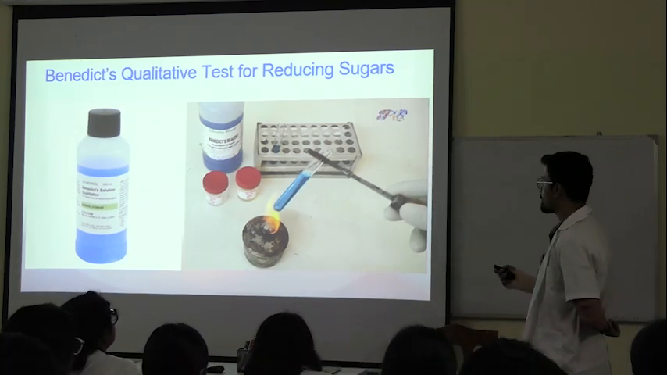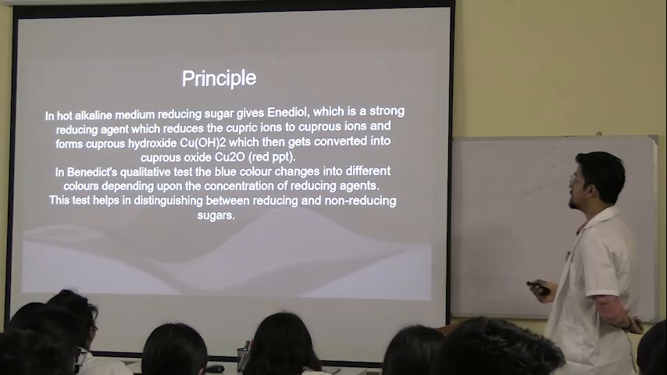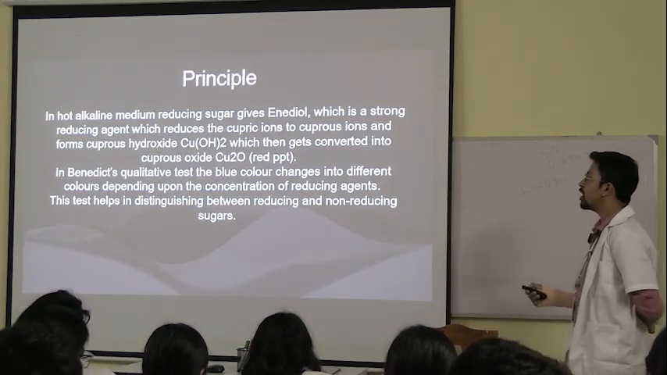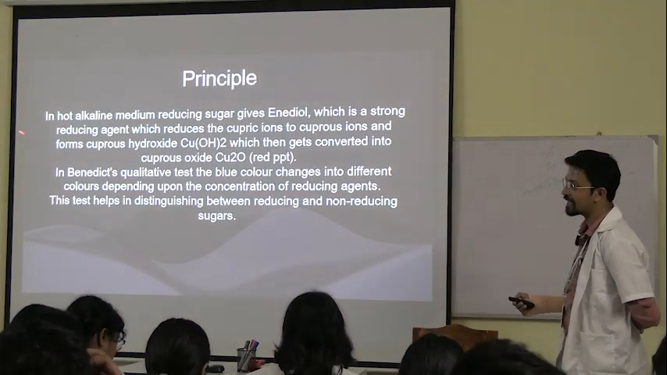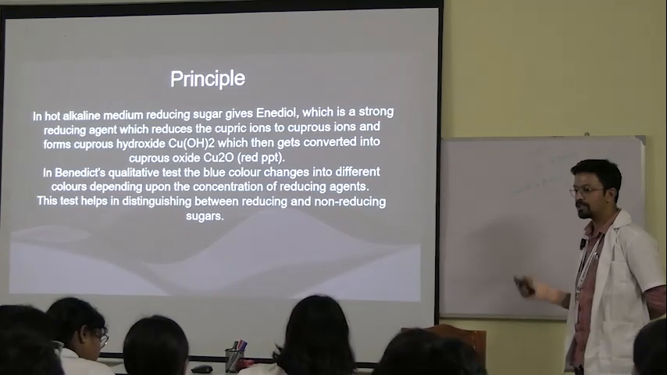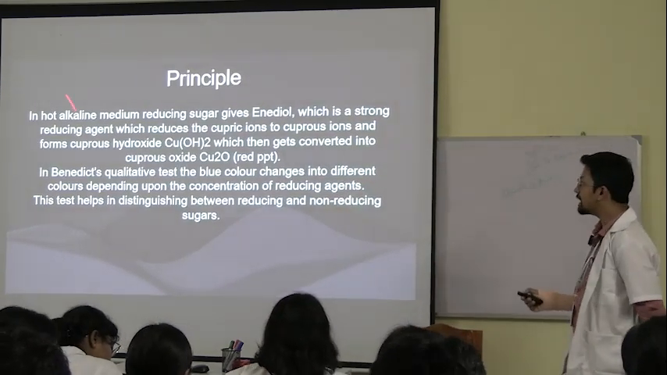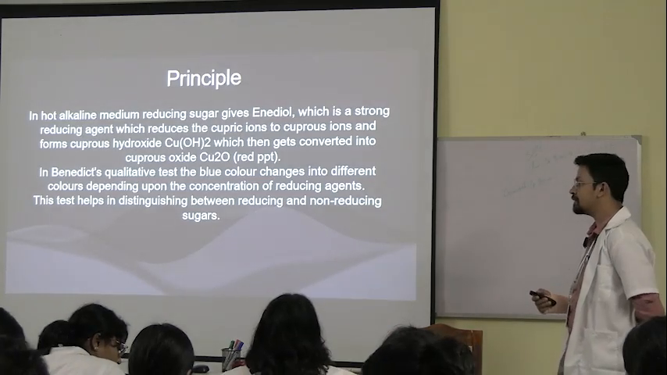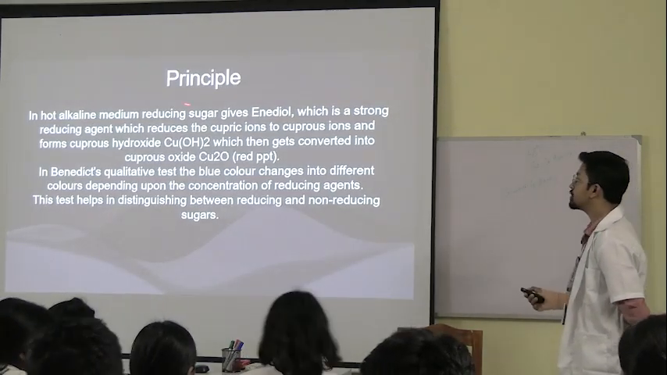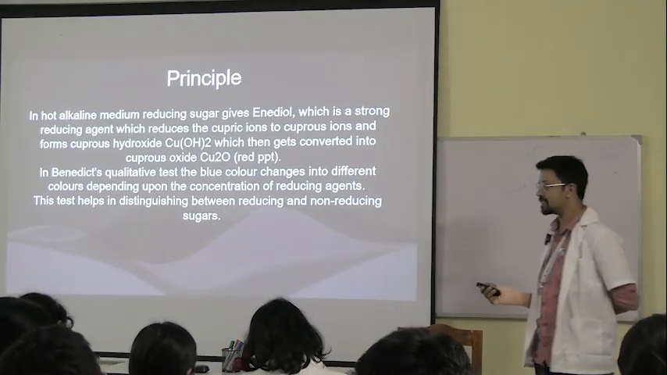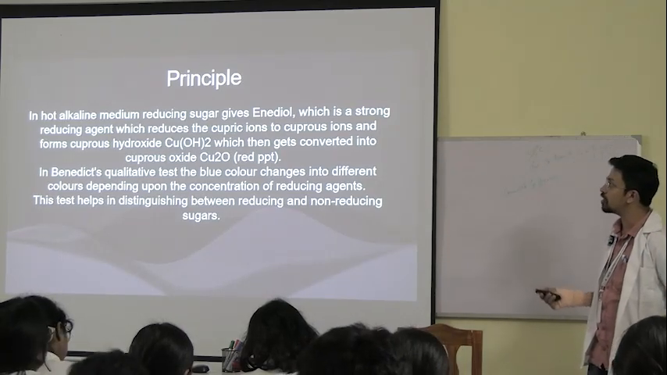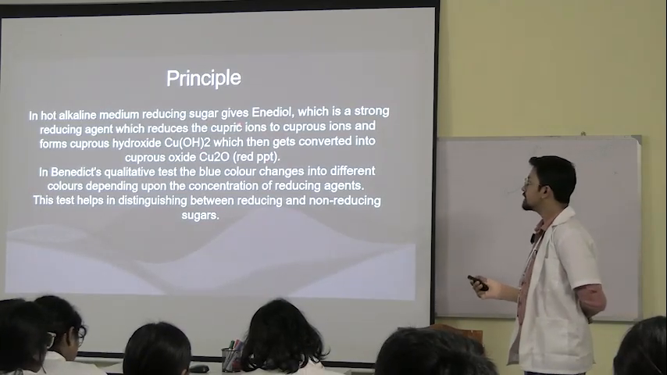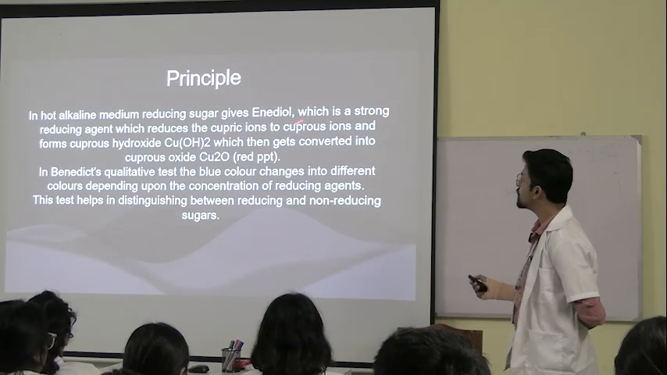Next, the principle. What is the principle of the test? In a hot alkaline medium. See, the first word is alkaline. The medium has to be hot and the medium has to be alkaline. Other than these two things, the test is not going to take place. If you mix the sample in a hot alkaline medium, the reducing sugar gives enediol. I have already discussed in my last class that enediol is a strong reducing agent which causes what? It reduces the cupric ions into cuprous ions.